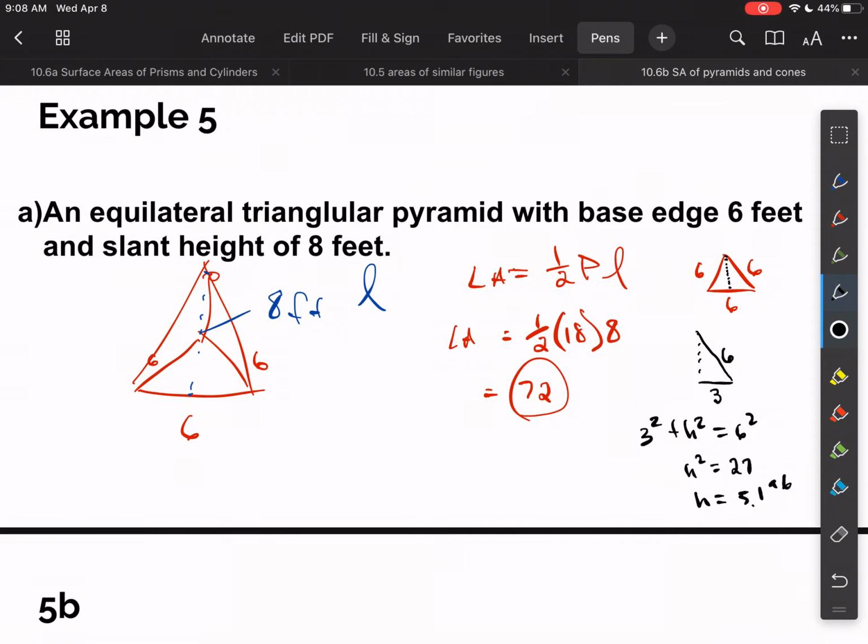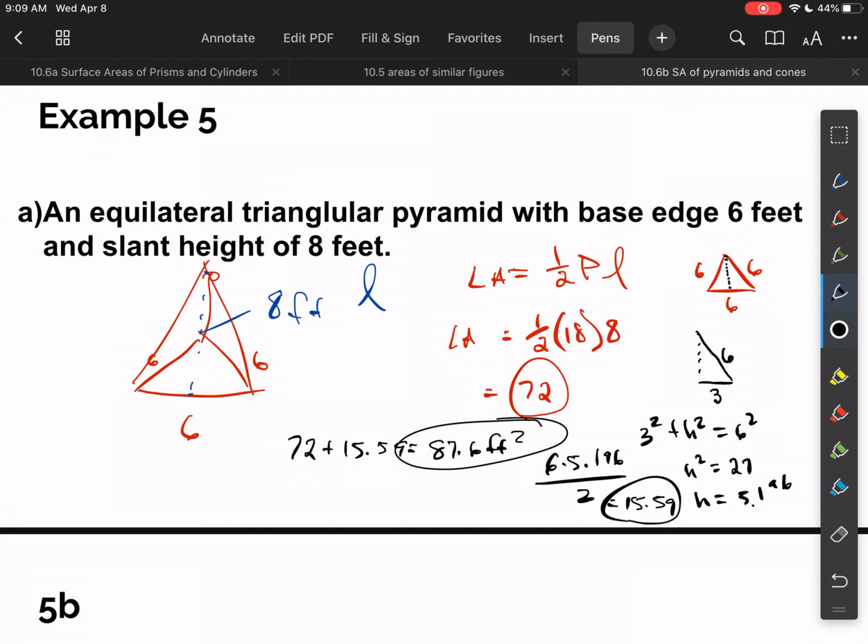So that's my height. I'm gonna put that into my formula for a triangle, which is base times height divided by 2, or 1/2 base times height. So I have 6 times 5.196, all divided by 2, which equals 15.59. Okay, so there's my two. I have my lateral area, I have my base area. I just add them together now. If I add those two things together, 72 plus 15.59 gives me my 87.6 approximately feet squared.